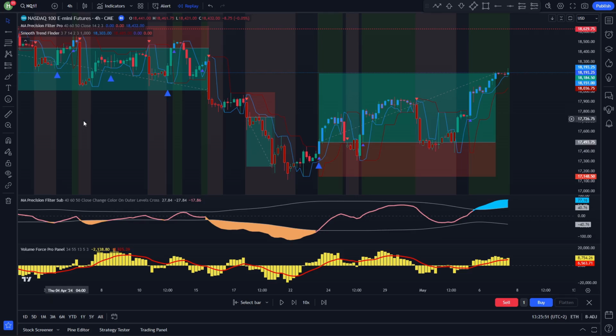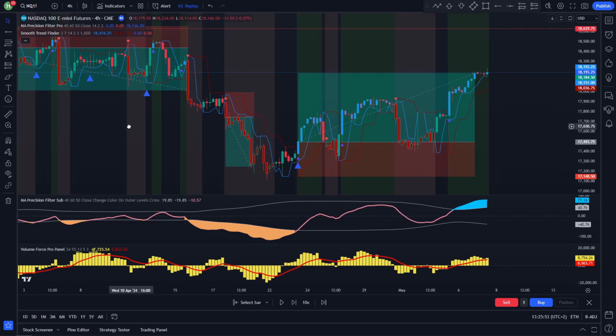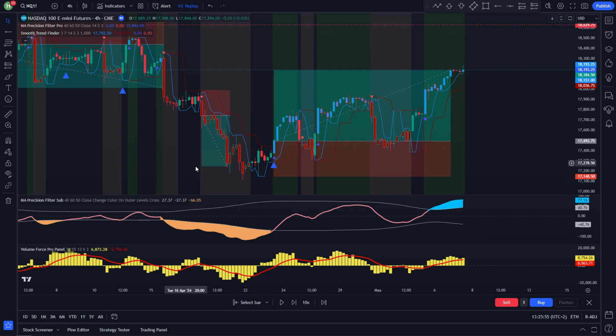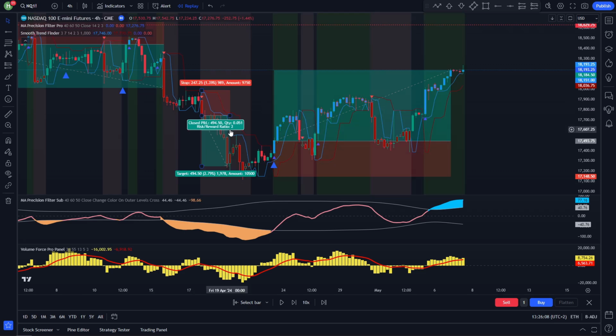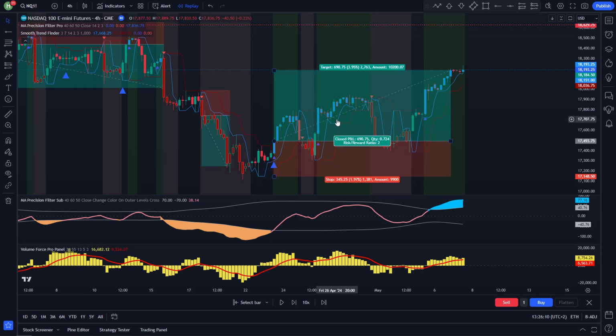Hey traders, in the dynamic world of trading, identifying and capitalizing on market trends is crucial for achieving consistent profits in your trading journey. Trend trading, a strategy that involves following the direction of the market, enables traders to ride significant price movements with confidence.